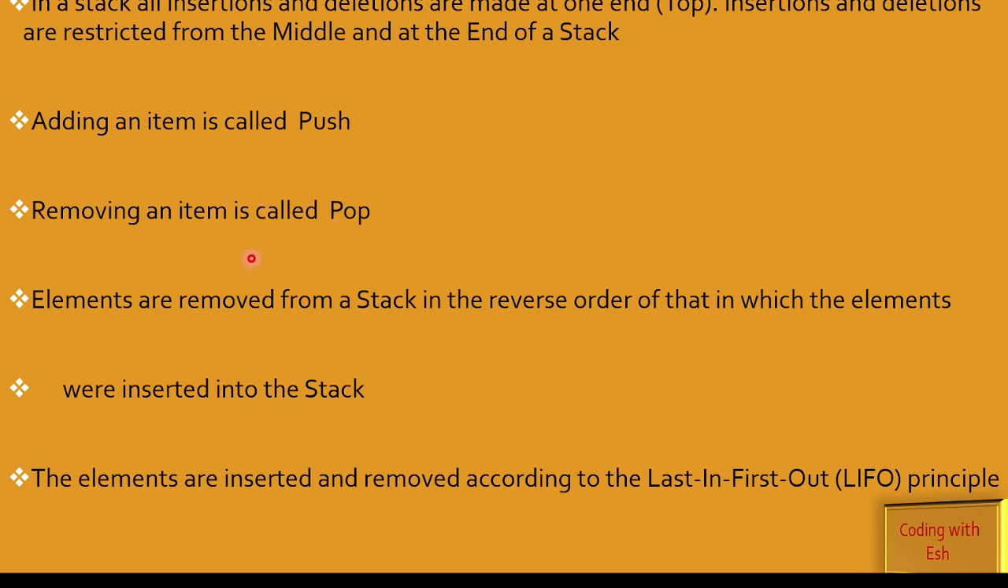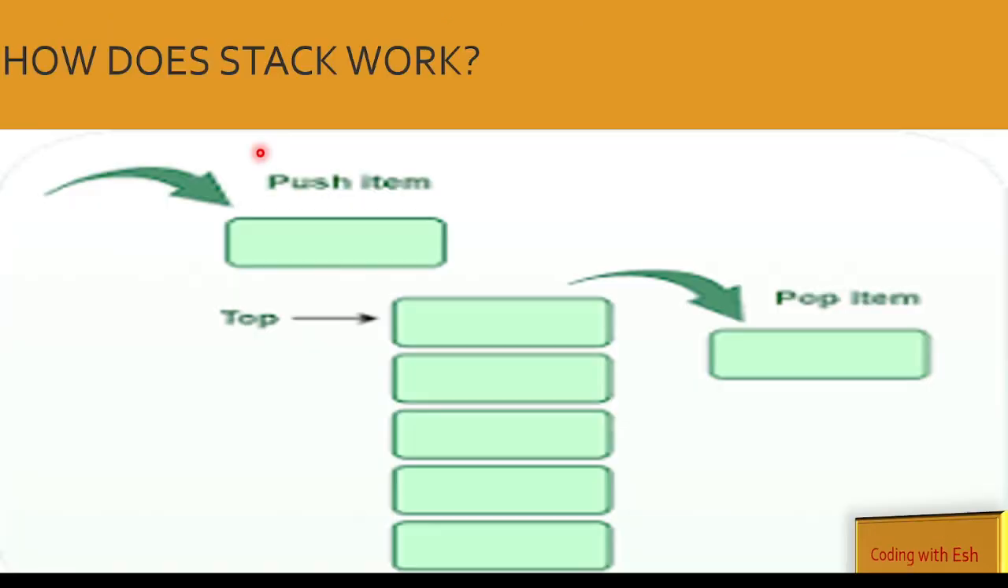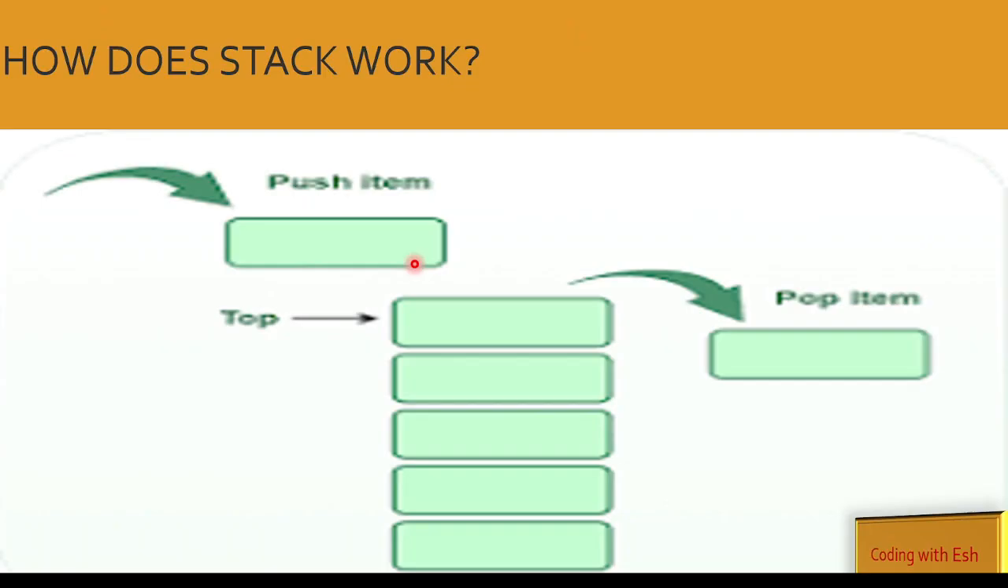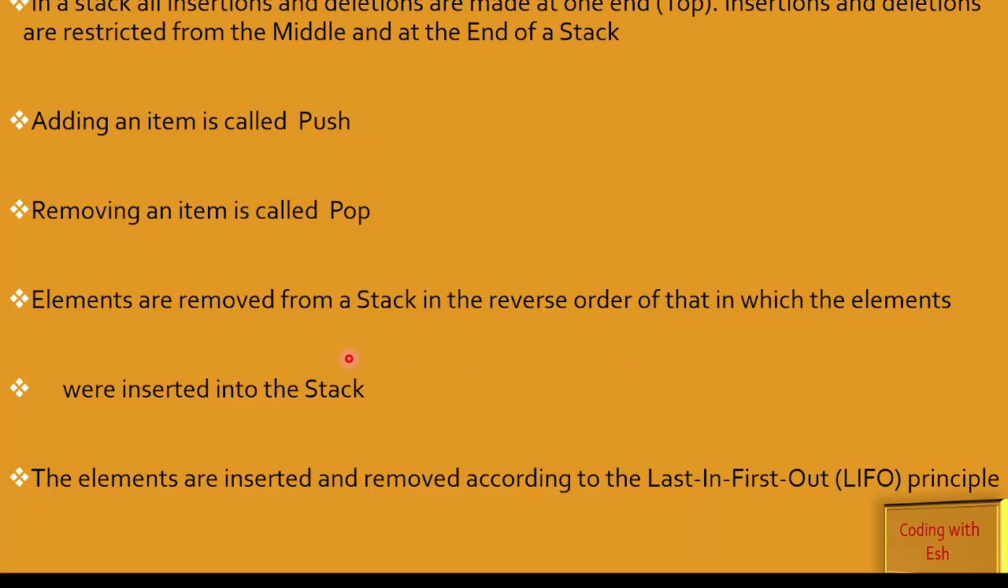Removing an item is called pop. Adding an item is called push. I mean you can only insert at the top. Pushing an item is adding, and removing an item is called pop. You can see on the screen in the picture of pop, the elements are removed from the stack in reverse order.